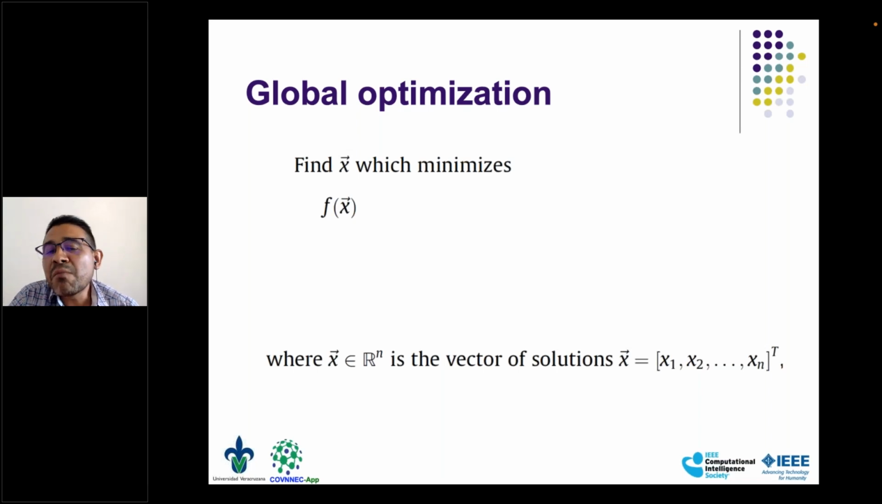I think that the most popular problem, the one that has more work on it, is global optimization, where we have to optimize. In this case, we can say minimize, but you can also maximize the function. And we try to find the values of a vector of solution that, in this case, minimizes this objective function. This is global optimization, okay?